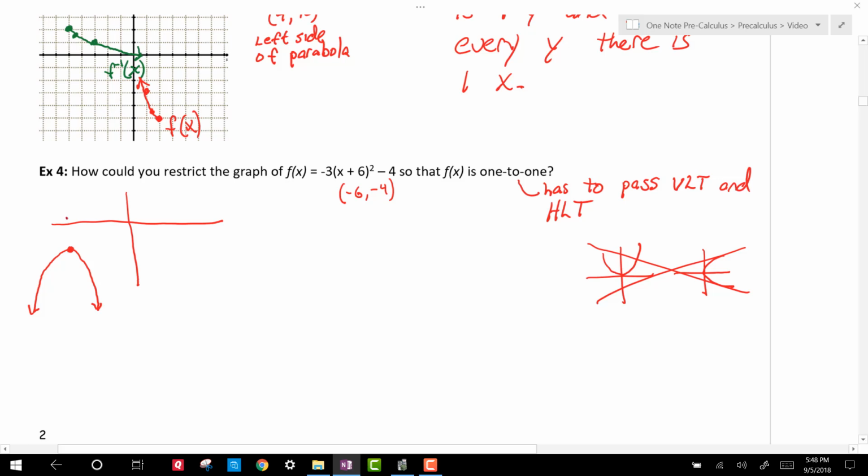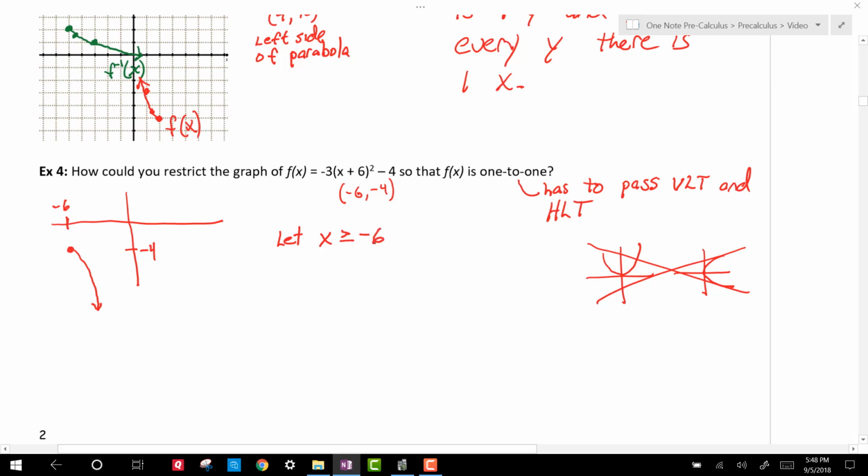So remember, I'm over here at x equals -6. I'm down here at y equals -4. And I only want to use half of the parabola. So what I could do is simply erase this half right here. And I could say, let x be greater than or equal to -6.